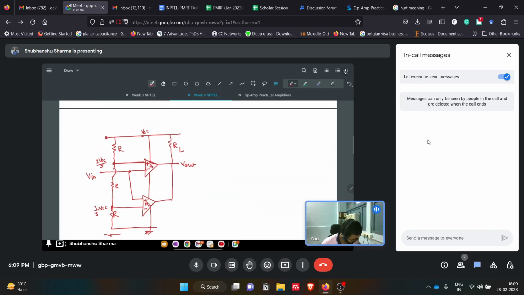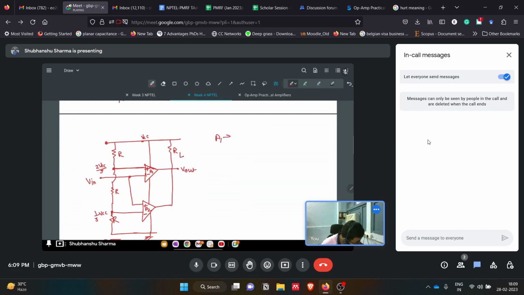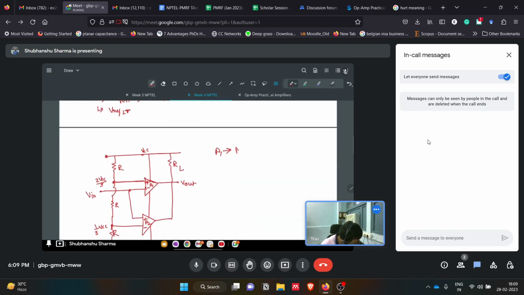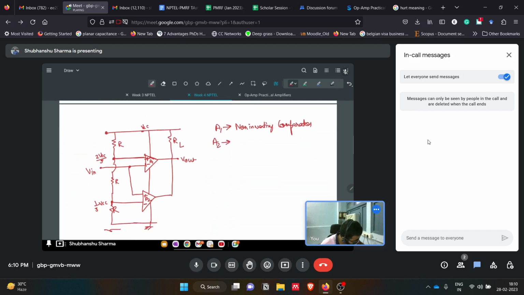So this op amp A1 is acting as a non-inverting comparator, and op amp A2 is acting as an inverting comparator.